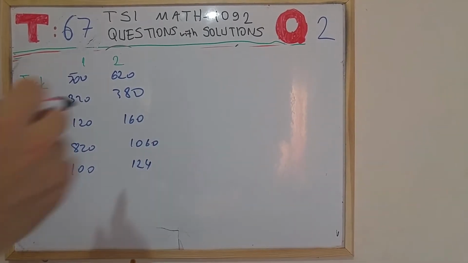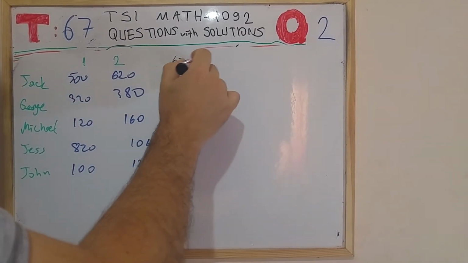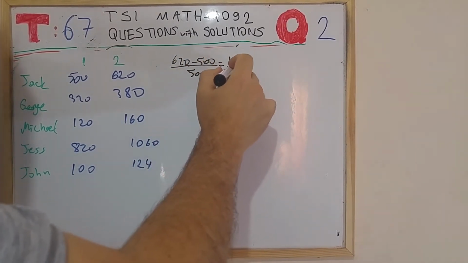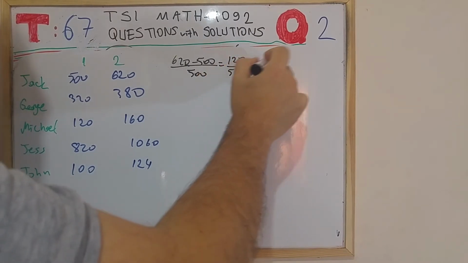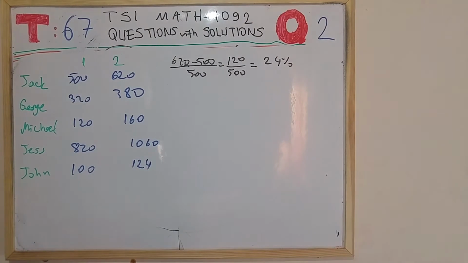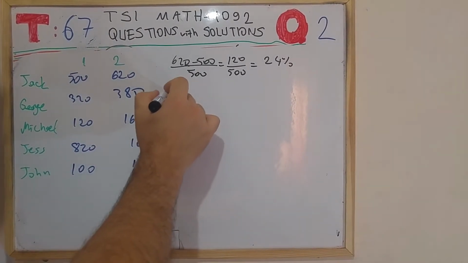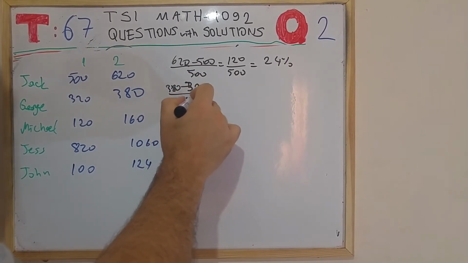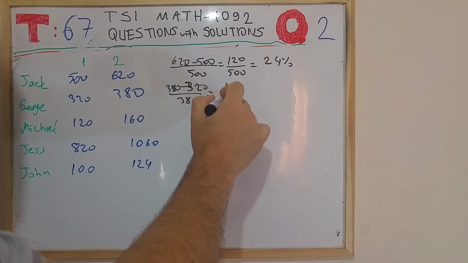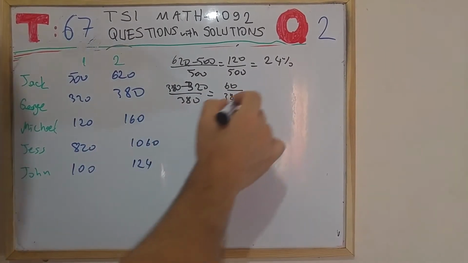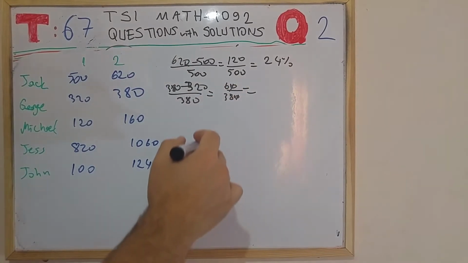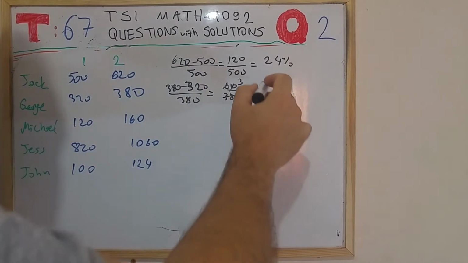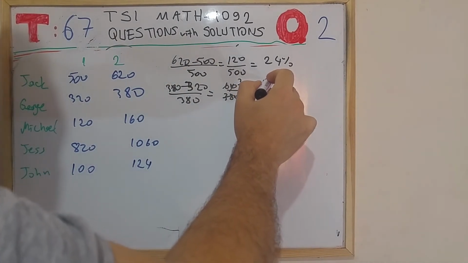Calculate the increases. For Jack, that is 620 minus 500 over 500, which is 120 over 500, and this is equal to 24%. For George, that is 380 minus 320 over 380, and this is equal to 60 over 380, and when I simplify, this is going to be 3 over 19, 30 over 19, something like 15% or something.